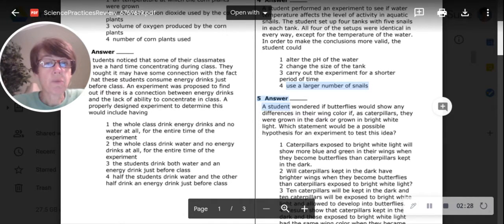The students drink both water and an energy drink just before class. Well, no, we don't want them to drink both because then we're not going to be able to tell the difference. And again, we're dealing with all the students and not breaking them up into groups. So number 4, half the students drink water and the other half drink an energy drink just before class. So this would be a proper experimental design because we have a control group, water, and we have the energy drink as our experimental group, so we can then compare the results between the two groups. So best answer there is number 4.